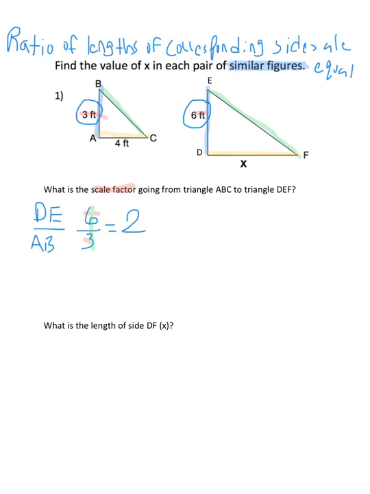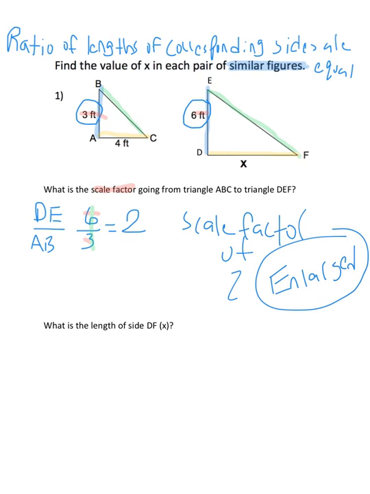So we found the scale factor, and we know the scale factor happens to be 2. If you remember from yesterday, that tells us from triangle ABC to triangle DEF, it's twice as large. In other words, triangle DEF is enlarged by a scale factor of 2. So remember that word: when that second triangle is bigger, we call it an enlargement. So we have our scale factor. Now it's going to ask us, what is the length of side DF? In other words, solve for x.